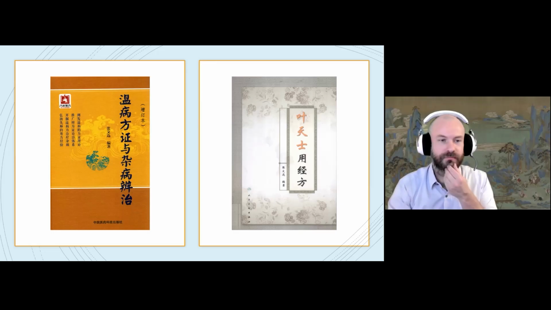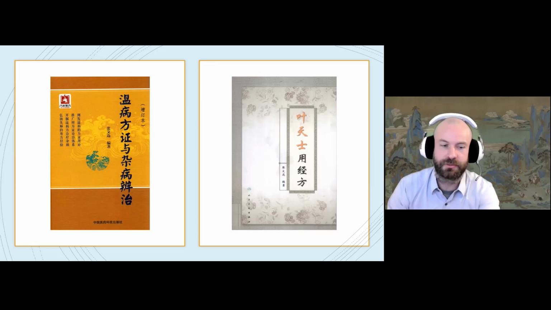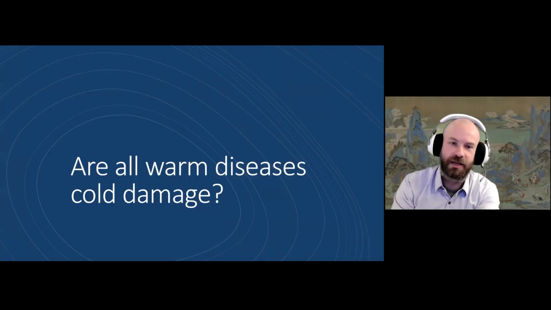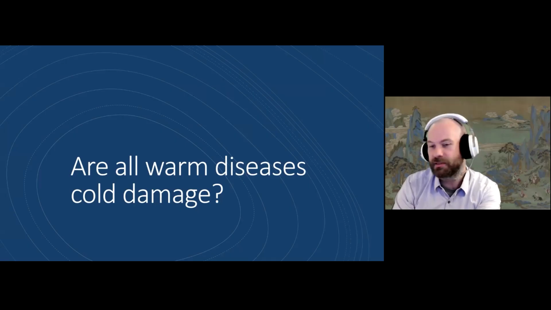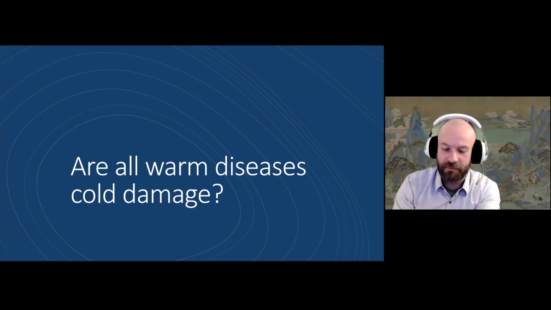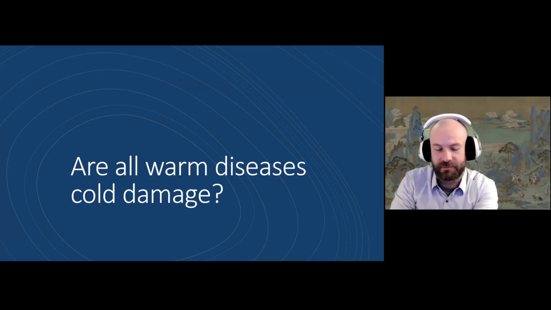So that's just a little bit of an introduction to Zhongguan Swan. And we're going to have now a little bit of a discussion about cold damage and warm diseases. There's an interesting idea that's discussed, where people say all warm diseases are cold damage. There are arguments for that, and I think there's good reason to think about it as well.